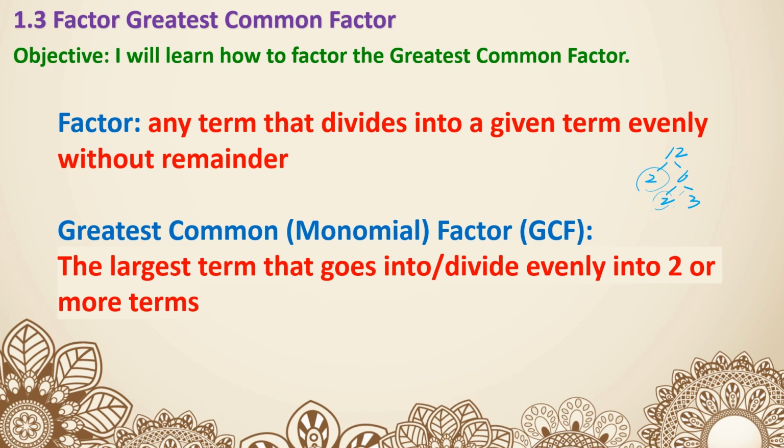And they are factors. Then we have something called greatest common monomial factor, or in short, GCF. Starting from this lesson, for the rest of this unit, we are always going to refer to that as GCF. Greatest means largest. Common means things that they share. Factor means things that can divide evenly into 2 or more terms. That means you're trying to take away as much as you can from all the given terms and see what's left. That is the process of factoring.